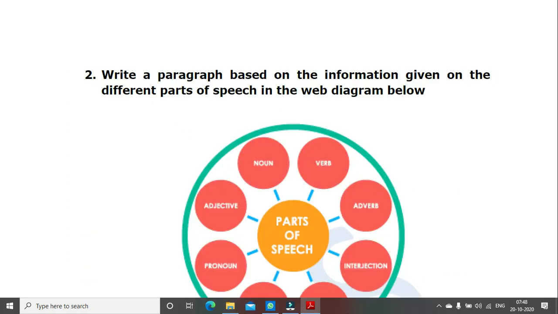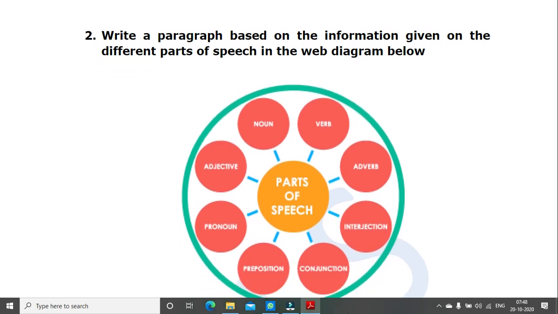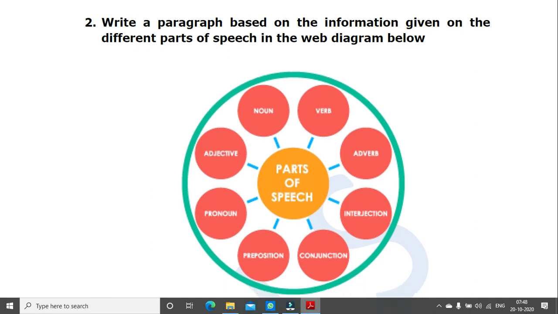Next, write a paragraph based on the information given on the different parts of speech in the web diagram. So what is your title? Parts of speech. And all the different parts of speech are given. Now here, you don't just write that there are 9 different parts of speech and the 9 different parts of speech are as follows: one is noun, adjective. You don't just write it that way. You'll write a little information about each part of speech. Clear? So you can start with: there are 9 different parts of speech, and the first one is a noun, which is a naming word.